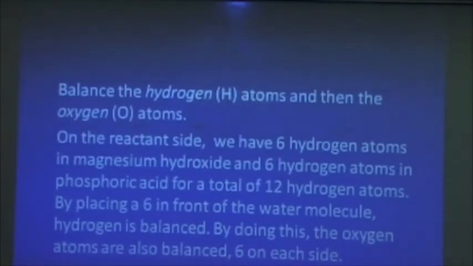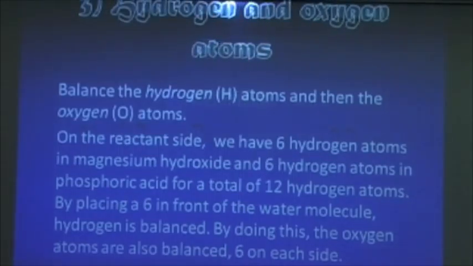Balance the hydrogen atoms and then the oxygen atoms. On the reactant side, we have 6 hydrogen atoms in magnesium hydroxide and 6 hydrogen atoms in phosphoric acid, for a total of 12 hydrogen atoms. By placing a 6 in front of the water molecule, hydrogen is balanced. By doing this, the oxygen atoms are also balanced, 6 on each side. This is now the equation.